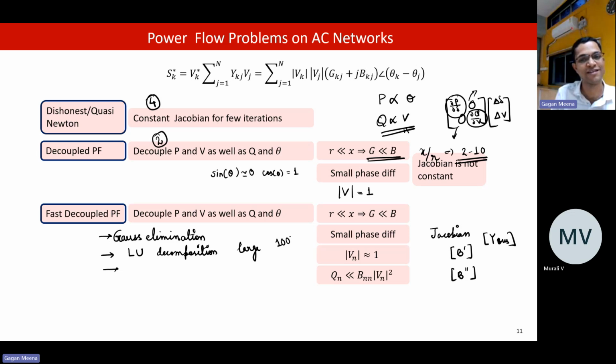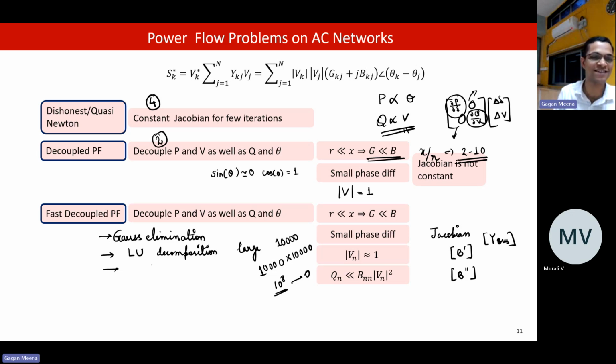We have 10,000 buses, even more than that. This A matrix, or Jacobian matrix, will be 10,000 by 10,000. It's a very huge matrix. And how many entries are there? 10 to the power 8 entries are there. It is a very huge matrix, and most of them are zero. So why store them?